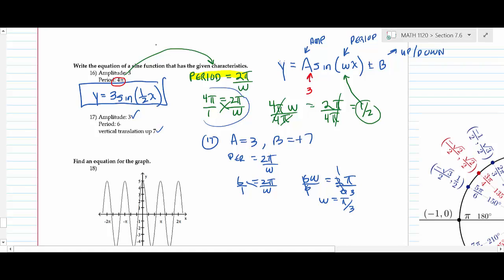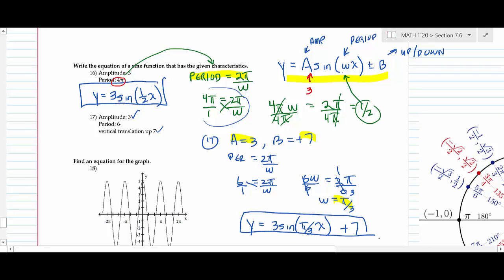Okay, like that. So what we have is these 3 pieces of information, and then we plug into this formula up here. Okay, is that good with everybody? So what we'd have then for our final answer to number 17 is y equals 3 as the amplitude. Then we would have sine omega, which we found to be pi over 3, times x. And then we had an up transformation, so that's plus 7. So this would be the answer to this problem right here.